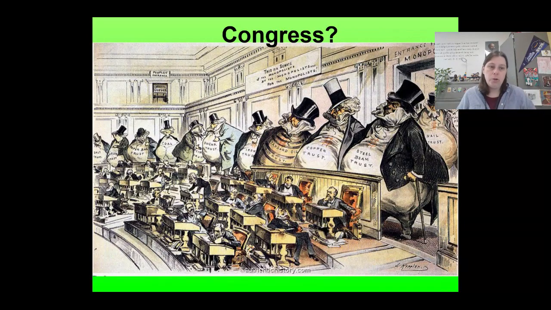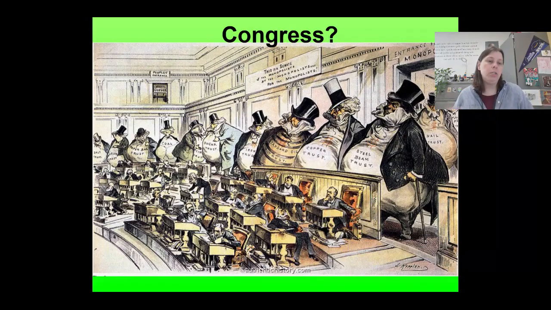This is a very famous political cartoon that has been on the AP exam in the past. It's called Bosses of the Senate, and you can see the little tiny senators sitting at their desks and the big money bag monopolists looming over them and controlling the Senate, or controlling Congress, in this time period. So if the president isn't powerful and Congress isn't powerful, who is powerful, right?